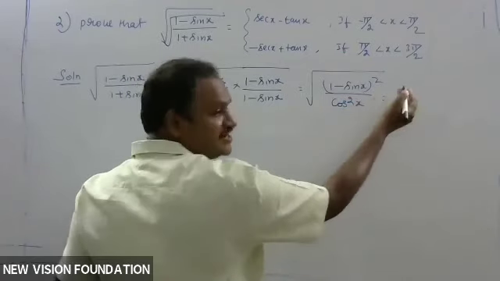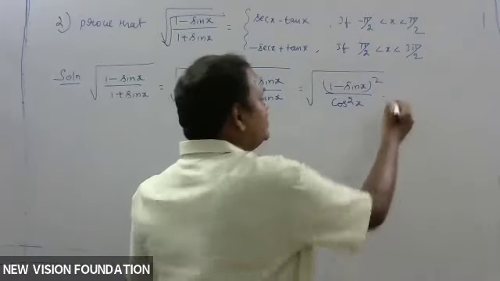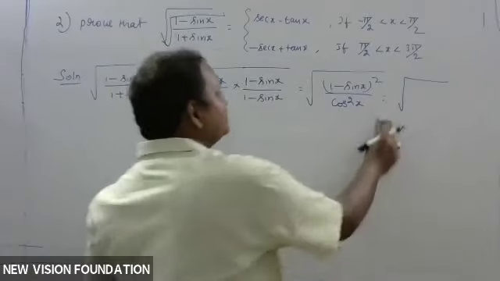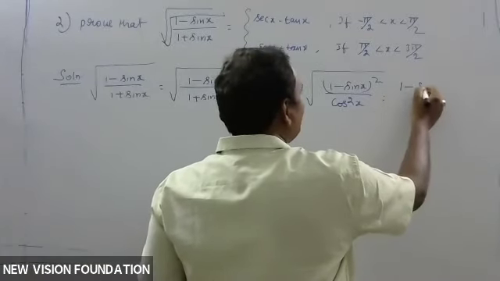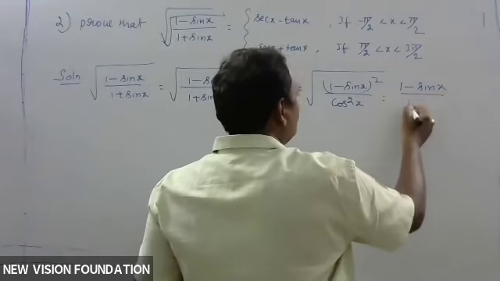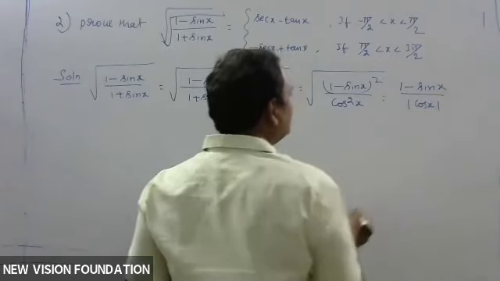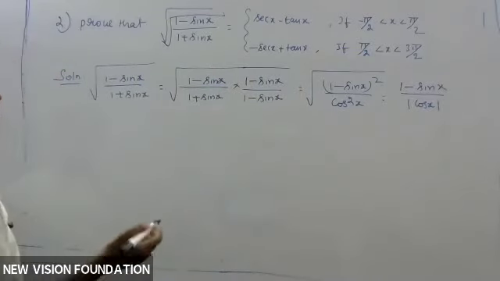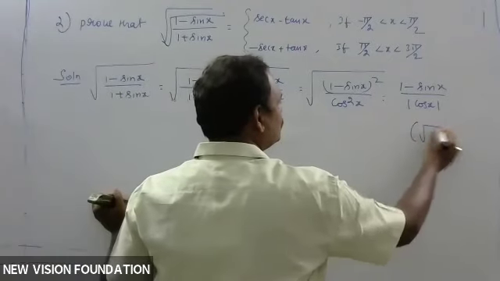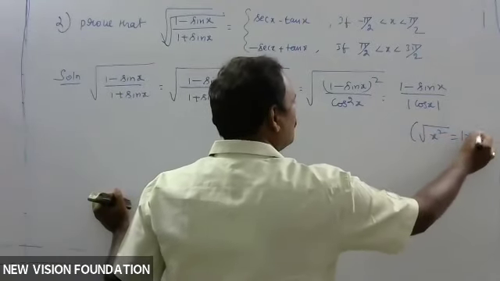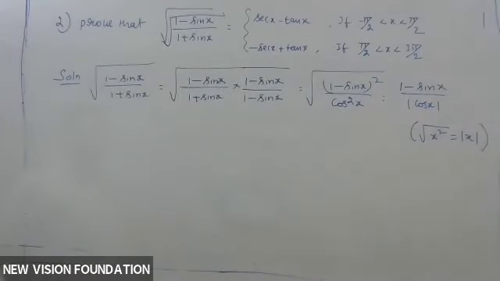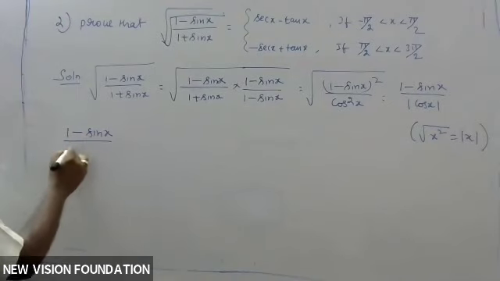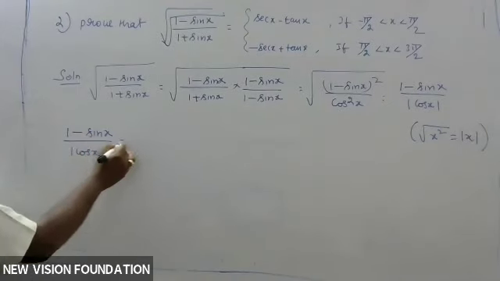And this we can write as square root of (1 minus sin x) whole square divided by cos square x. You can write it as 1 minus sin x divided by modulus of cos x, because you know that in mathematics, root over x square becomes mod x. Using that concept we are getting it. Now this is 1 minus sin x by modulus of cos x we are having here.